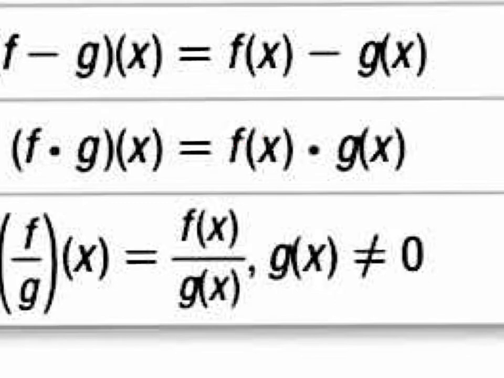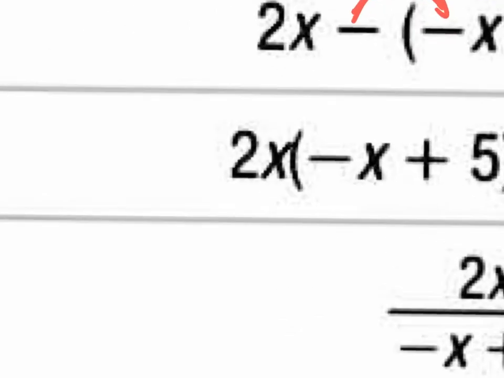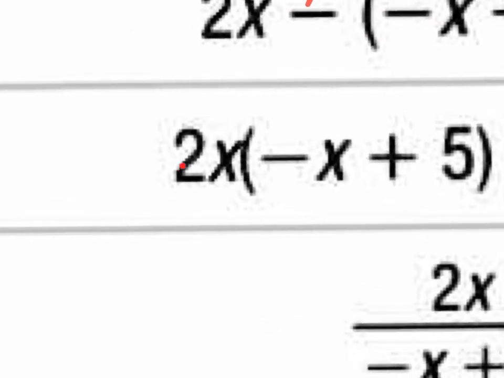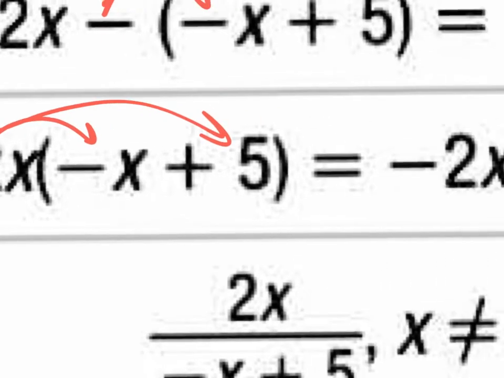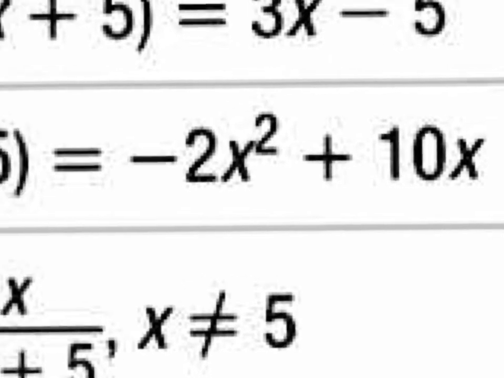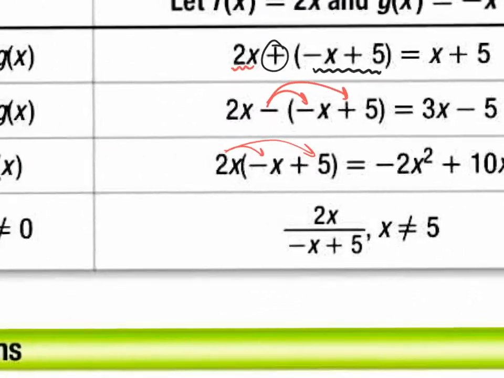f of x in this case we said was 2x, and g of x was the binomial negative x plus 5. So I'm actually showing f of x times the g of x. Of course you're going to distribute, so what's the answer here going to be? Negative 2x squared, what else? Plus 10x. There you go, negative 2x squared plus 10x. So this is all in the book, guys.